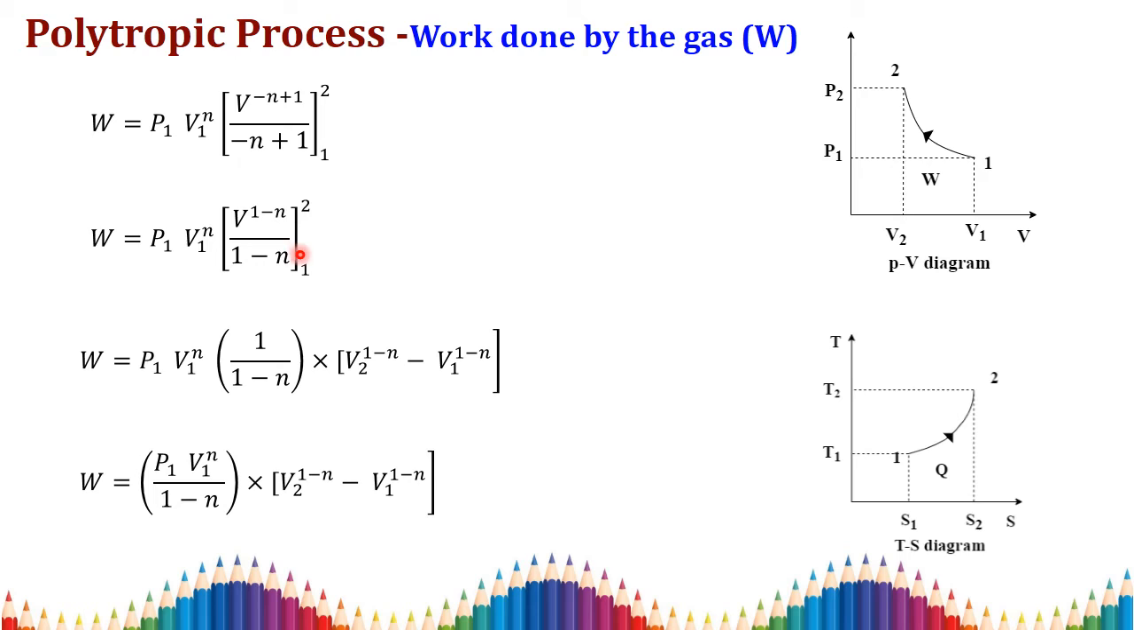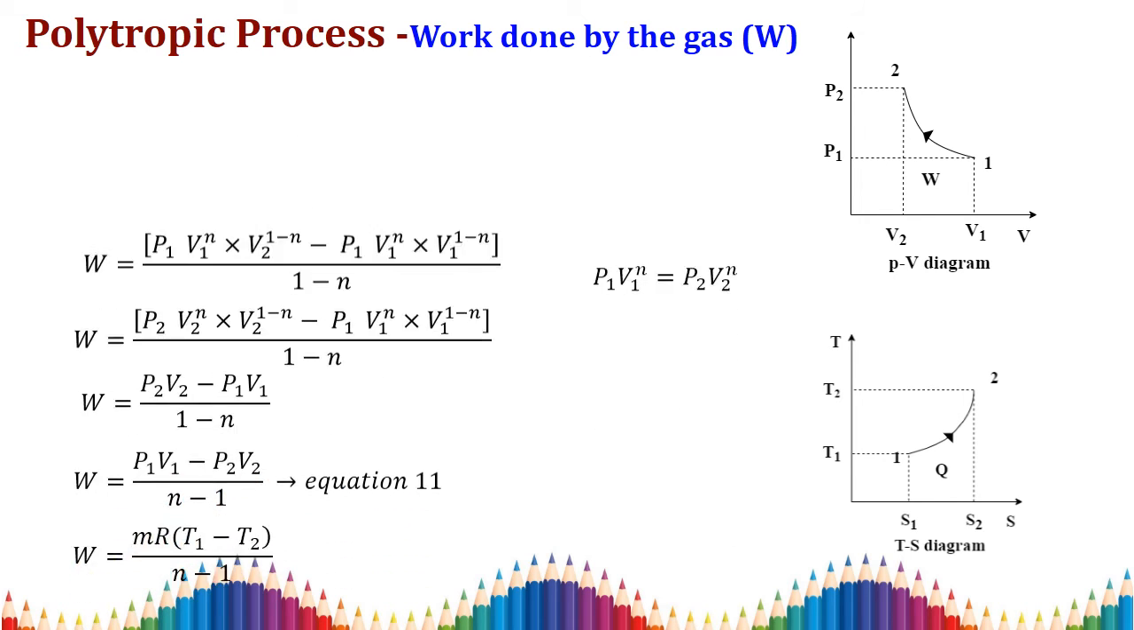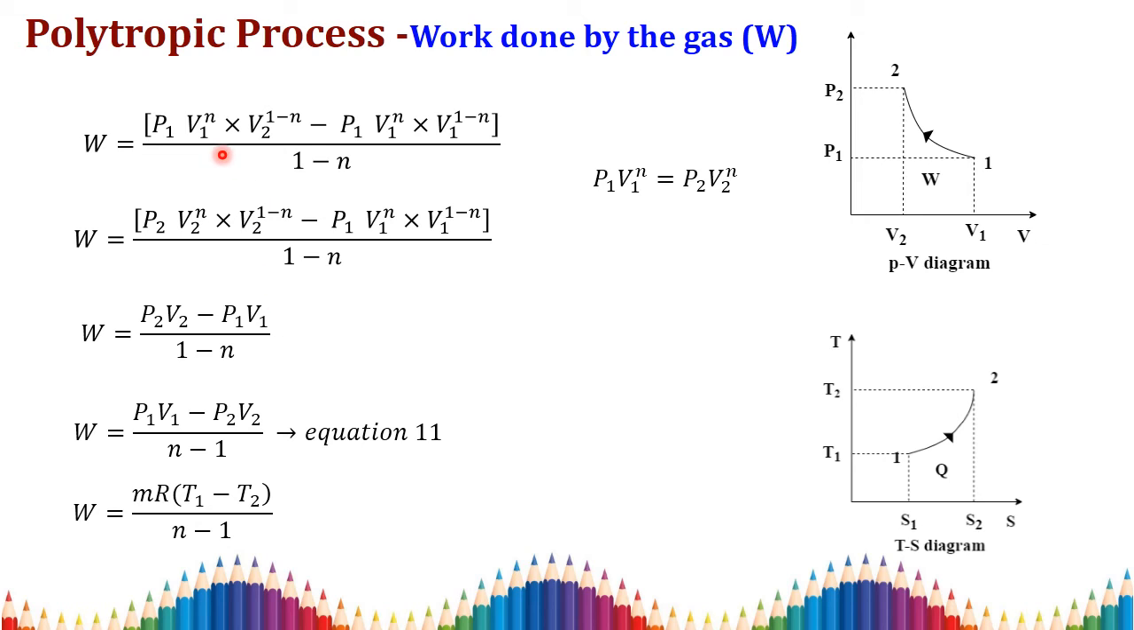Then you apply the limits. Here 1 minus n is constant, so take it outside. Here the varying term is volume, so you apply the limits. Upper limit is 2 and lower limit is 1. Then your equation becomes V2 to the power of 1 minus n minus V1 to the power of 1 minus n. Then here I am multiplying this P1 V1^n into this bracket. In the next step, I am going to multiply this P1 V1^n to the individual terms of both the terms. Then your equation becomes like this.